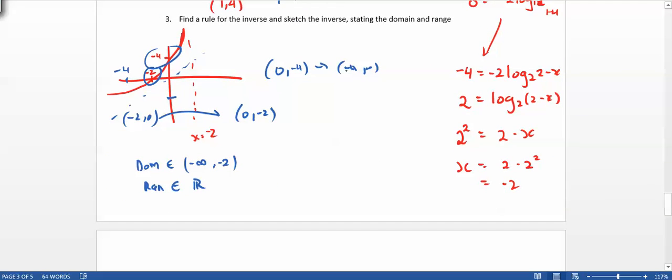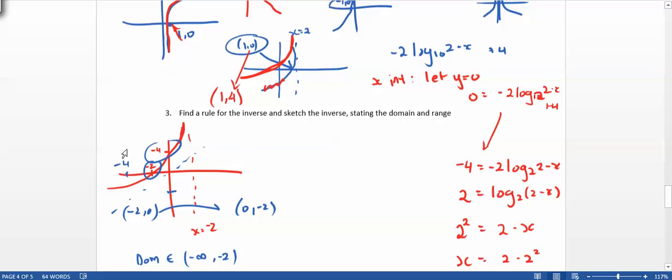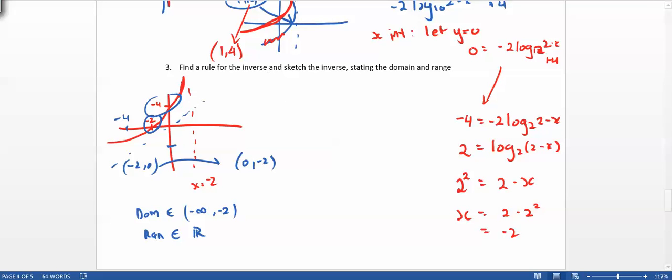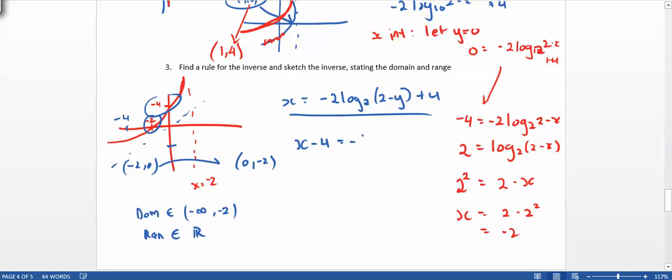Well, first of all, to find the rule for the inverse, let's write this out. We need to swap the x and y. So we swap x and y. So I've got x is equal to -2 log to the base 2 of 2 minus y, plus 4. And I need to solve for y. So that's x minus 4 is equal to minus 2.